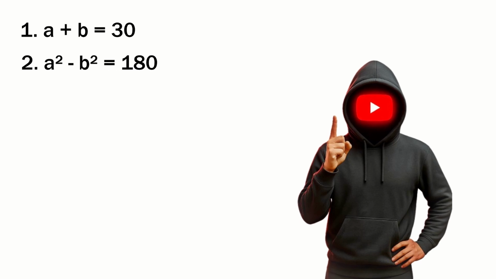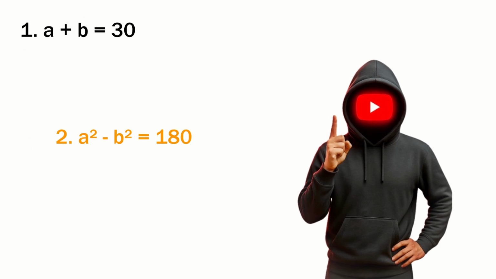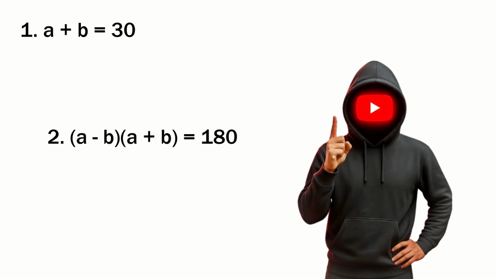So I will show you the easiest and quickest way to solve this problem. The key to solving this question is by looking at our second equation, a squared minus b squared, which has a special identity. It can be factored as (a minus b)(a plus b). That's what most people miss, so let's use that.